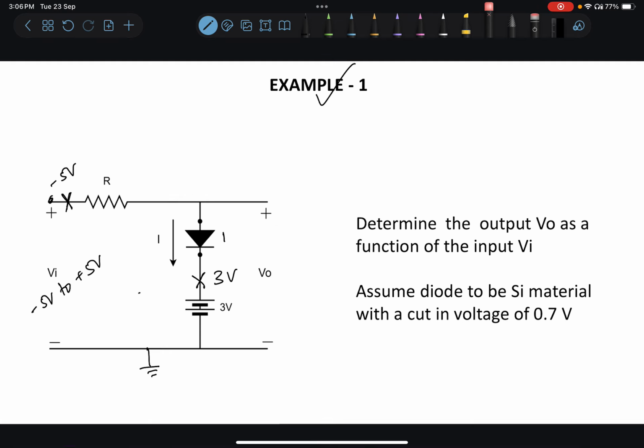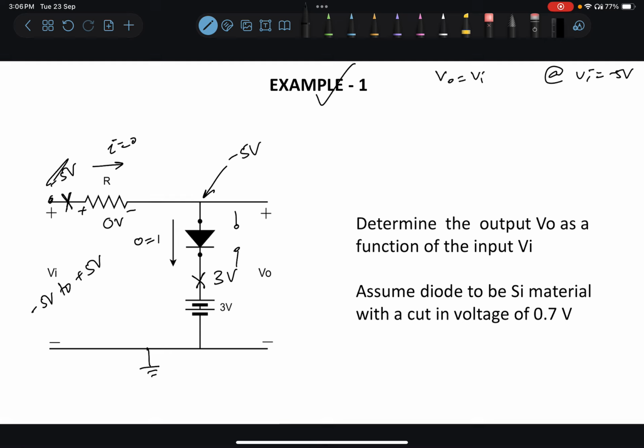When D is off, it will behave as an open circuit and there will be no current through the diode, which means that there will be no current through the resistor, which means that there is no IR drop across the resistor, allowing this potential to be exactly equal to the input potential, which is minus 5 volts. So output was equal to input at input being minus 5 volts.